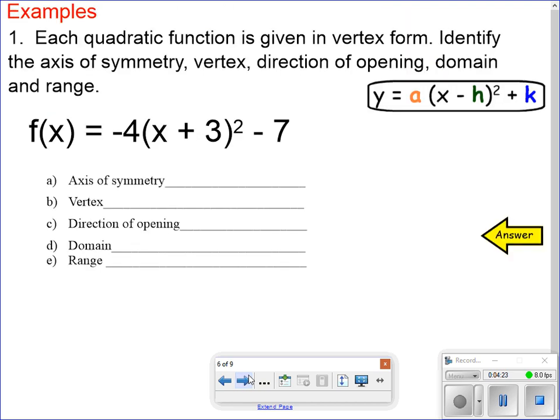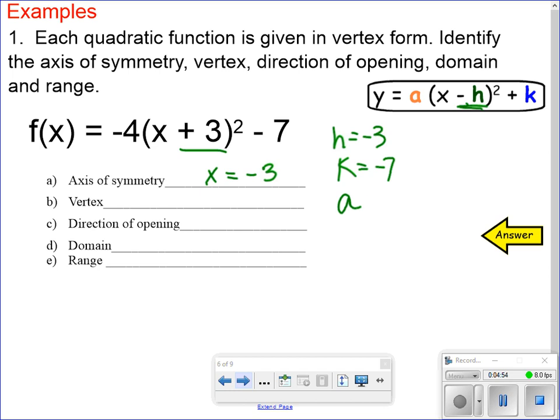Let's look at the following equation. So we have the vertex form, negative 4 times (x plus 3) squared minus 7. Now, remember that h is going to tell us the axis of symmetry. And it should have been minus h, so because we see a plus, that lets me know that h is actually negative 3. So I know that h is negative 3. I know that k is negative 7 because it should have been plus 7.